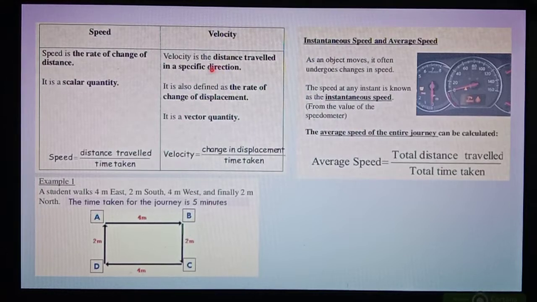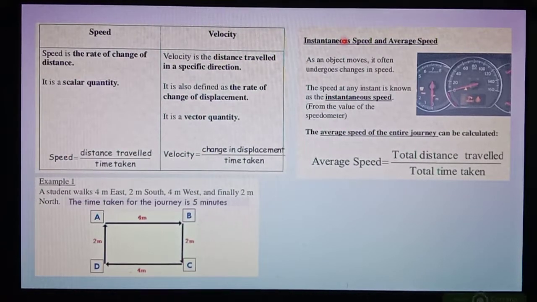Now we look at velocity. Velocity is the distance traveled in a specific direction. It is also defined as the rate of change of displacement. So look at the formula here, meaning velocity equals change in displacement divided by time taken. So velocity is a vector quantity. If you look carefully, displacement is a vector. So this will cause velocity to become a vector. For speed, distance is scalar, and the time of course is scalar. The speed will become a scalar quantity.